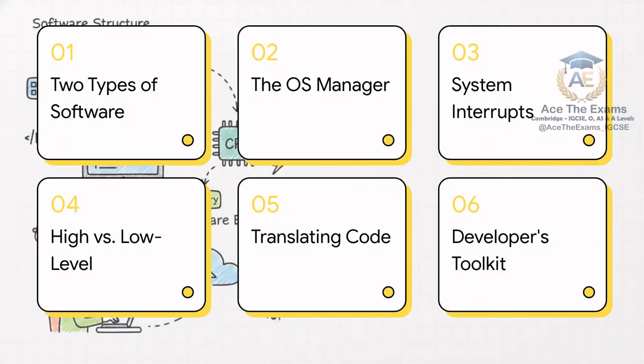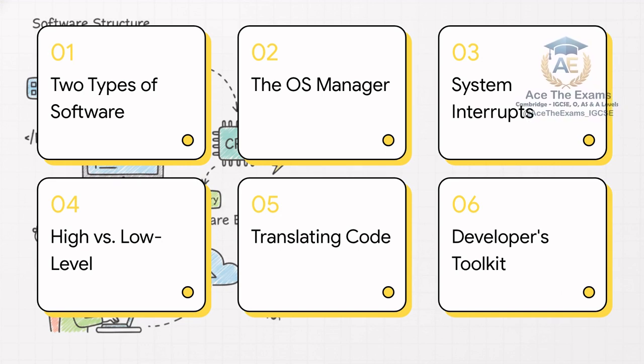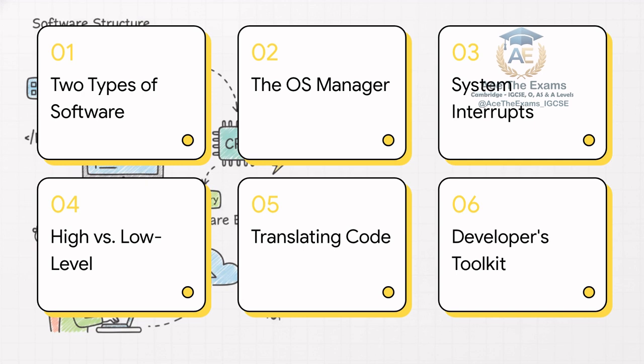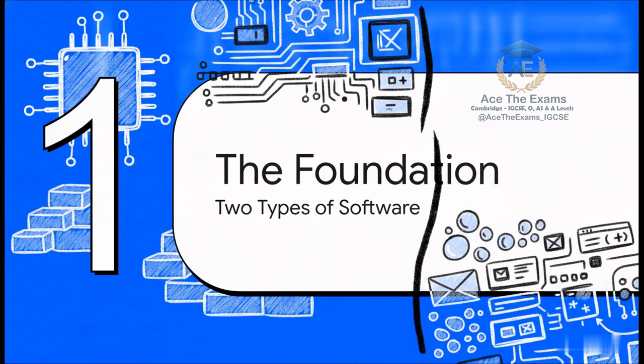We'll kick things off by looking at the two fundamental types of software. Meet the ultimate manager, the OS, and see how it handles system interrupts. After that, we'll dive into high versus low-level languages, how we actually translate that code, and finally, we'll take a peek inside the developer's toolkit. All right, let's start with Section 1, the foundation, the two types of software.